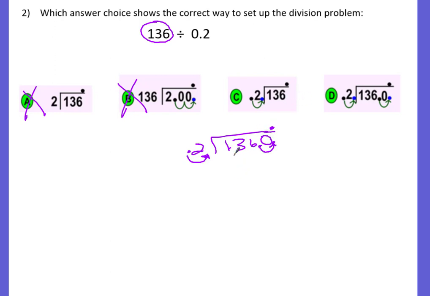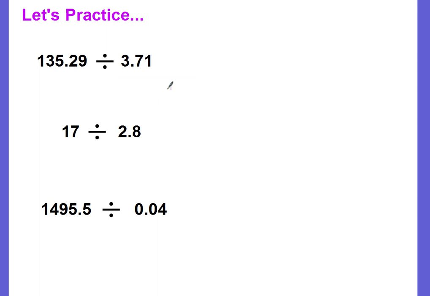So which answer choice looks like this? Well, looking at answer choice C, the decimal point was slid one place to the right. But did they slide the decimal point inside the house? No, they did not. So C is not your answer. D, they slid it to the right on the outside, and they slid it to the right the same number of places on the inside. So D was your correct answer choice. So we're going to do some practice just setting up. We're not going to actually do the long division. We're just going to set up the long division problem.